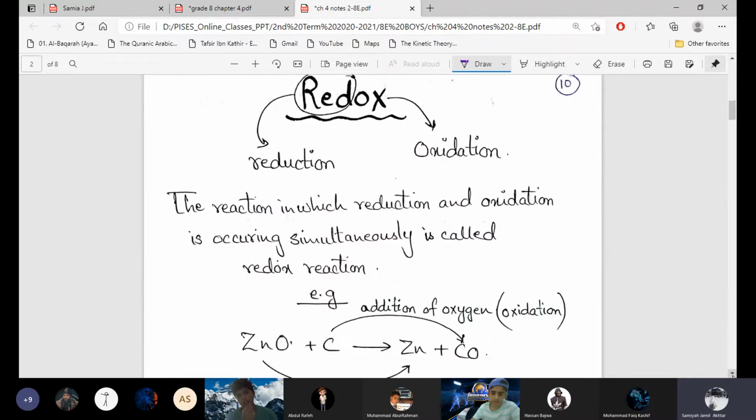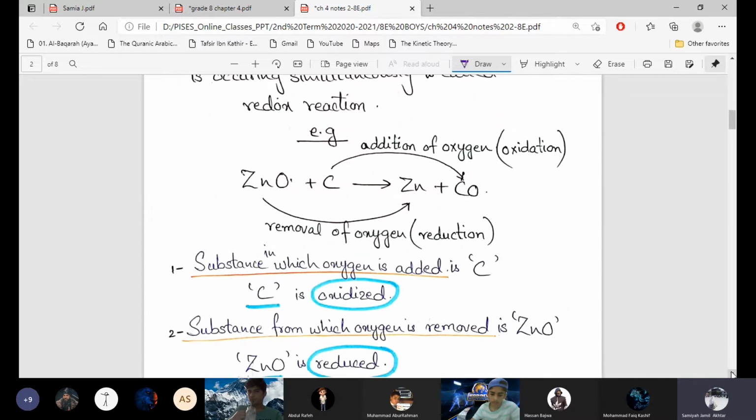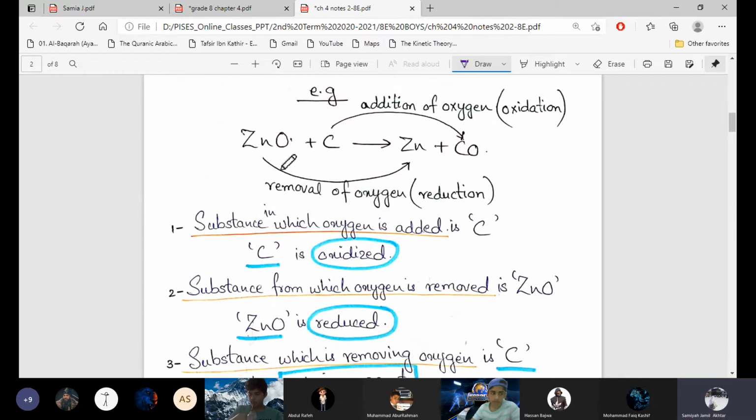Then we have redox reactions: the reaction in which reduction and oxidation occur simultaneously, at the same time in the same reaction. Loss of electrons and gain of electrons happen at the same time in one reaction; that is a redox reaction. The example: zinc oxide plus carbon gives zinc plus carbon monoxide. We studied this example also.